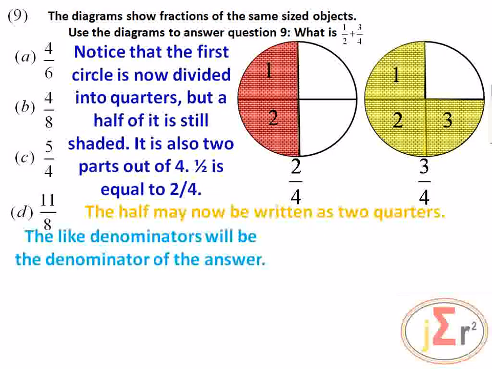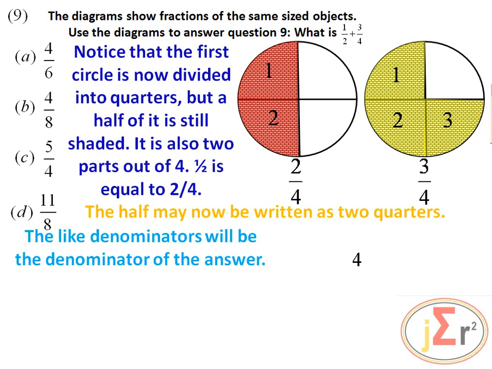So, the like denominators will be the denominator of the answer. So we are going to add them now, since they have the same denominator. So the half is actually 2 parts out of 4. So the fractions have the same denominator and may be added. When we add fractions with the same denominator, the result will have the same denominator as the fractions that we have added. What about the numerator, Jerry?